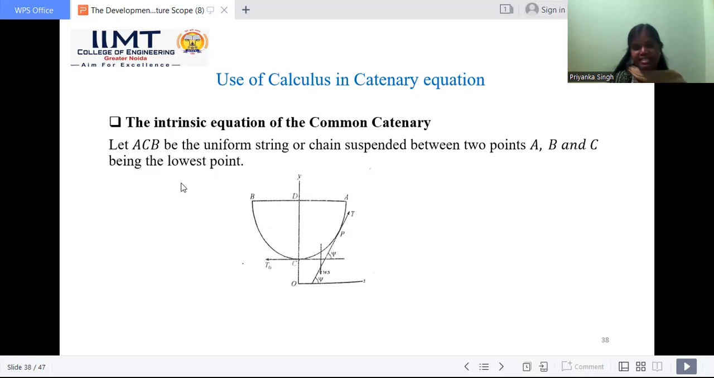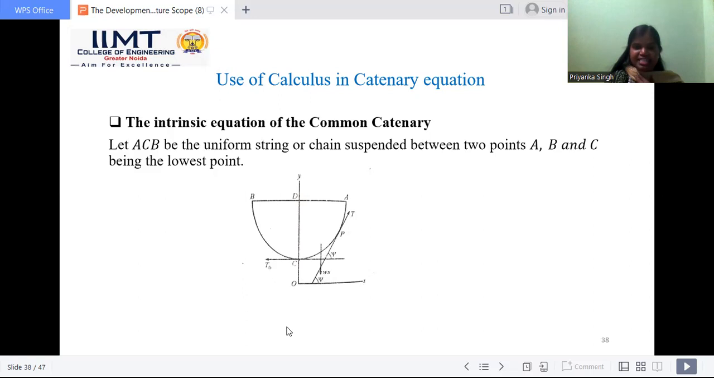In this diagram, ACB is the uniform string or chain suspended between 2 points A and B, and C is the lowest point. Next, T0 is the tangent at point C, and T is the tangent on the curve AC, creating an angle psi with the OX axis. The length of curve AC is S. P is a point on the curve AC, the length of curve CP is S, and W is the weight of this string.